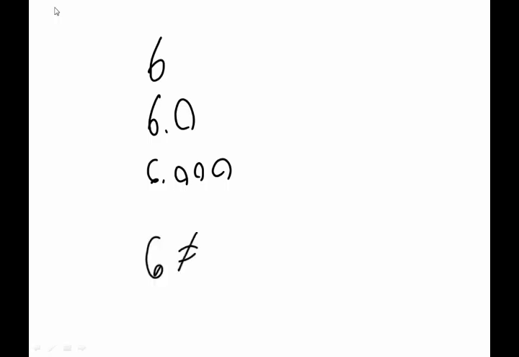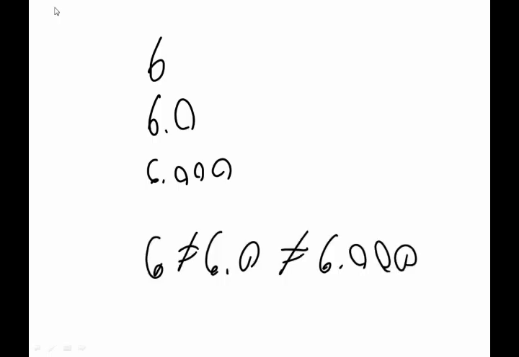So one of the things that really shocks people when I tell them this is very different from a math class. In a math class, if I write the number 6, that's the same as 6.0 or 6.000 or any of that. So in chemistry, 6 does not equal 6.0, does not equal 6.000. These are not the same thing. You cannot interchange them. You cannot represent them this way.